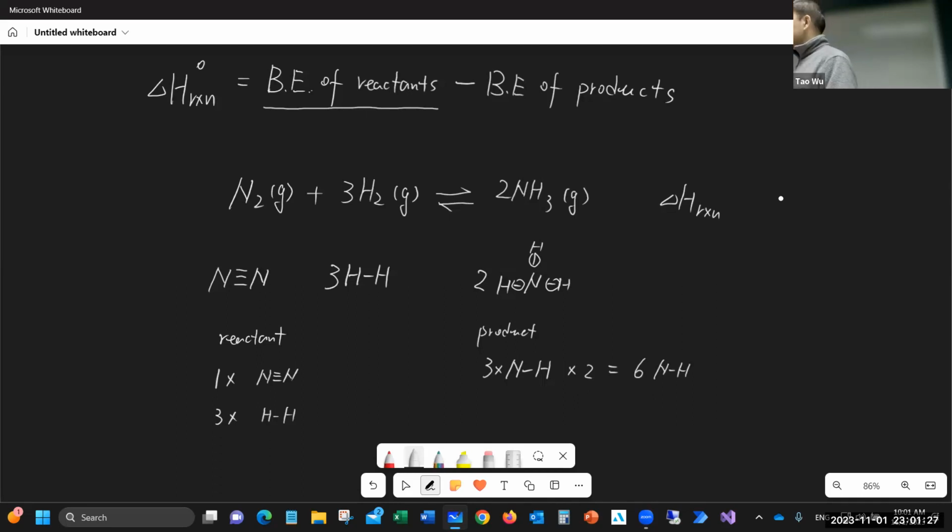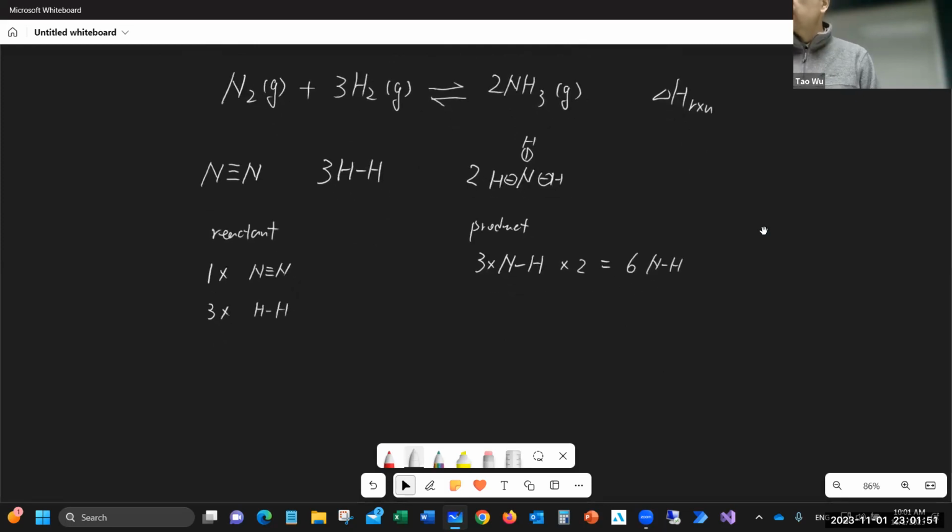That makes sense, right? Okay, so the bond energy between those bonds is the energy inside of those molecules. Based on this equation, the enthalpy of this reaction is the bond energy of the reactant subtract the bond energy of the product. Then we can figure out the enthalpy of this reaction. So the enthalpy of the reaction will be just equal to the reactant minus product in this case.